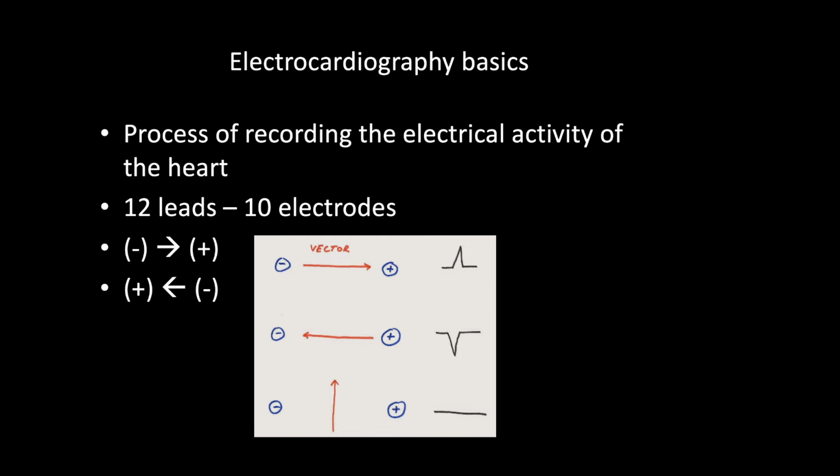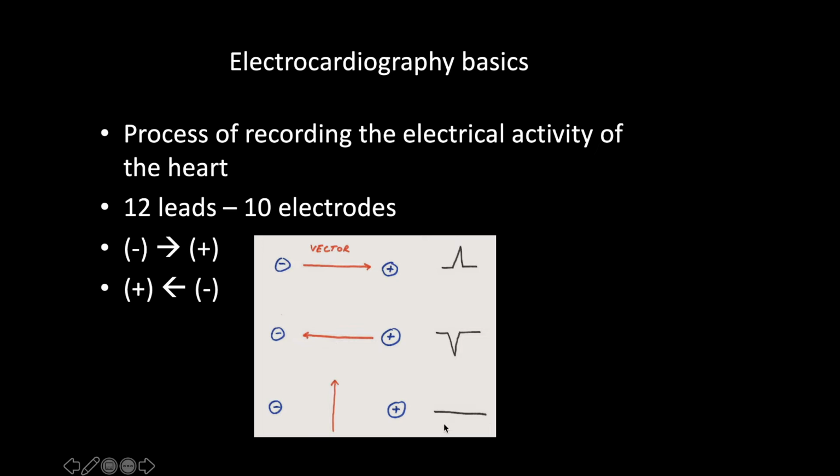So, as you can see, negative electrode here, positive electrode here, a wave of depolarization occurring towards the positive electrode gives a positive deflection on the ECG graph, and a wave of depolarization traveling away from the positive electrode gives off a negative deflection on the ECG graph. And obviously, if it's perpendicular, it gives an isoelectric line.